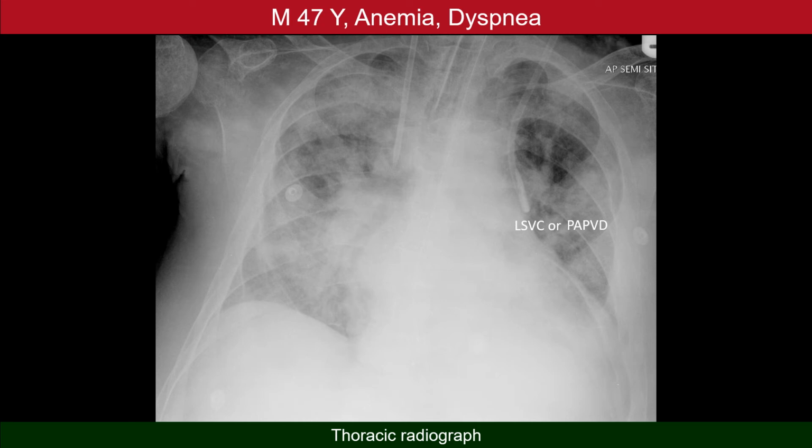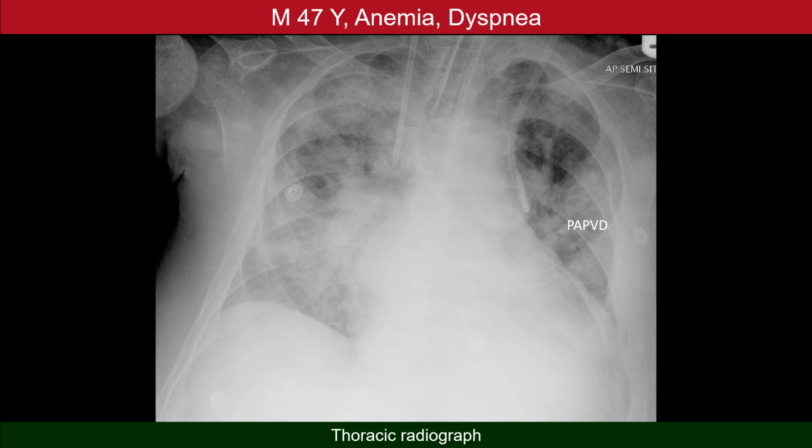Which scenario are we going to take? We tend, of course, to take the hypothesis that explains all observations. Left-sided superior vena cava is fine, but it does not explain the left upper lobe sparing in this case of pulmonary edema, while the partial anomalous pulmonary venous drainage explains it perfectly.